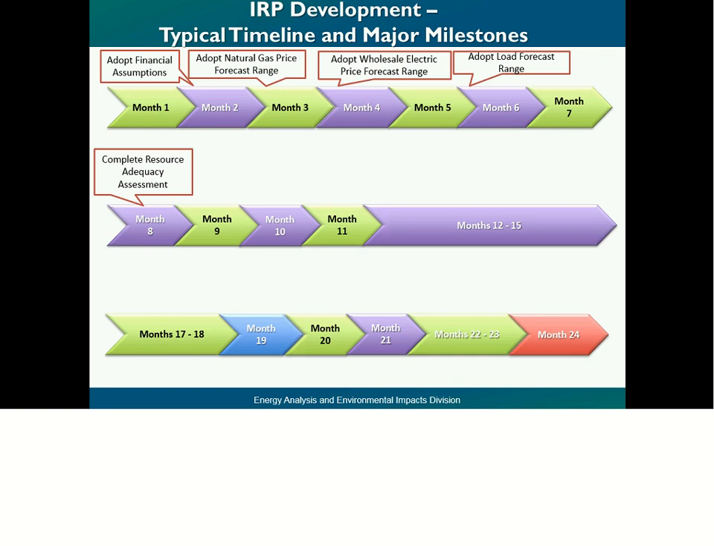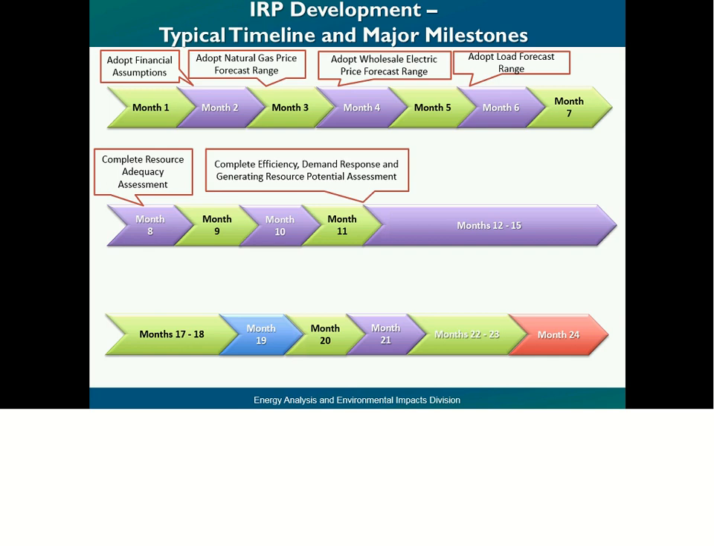You complete a resource adequacy assessment. My load resource balance needs to be done fairly early on. Where are my needs? Capacity, energy, ancillary services. That sets the stage. I've got my load forecast, I've got my load resource balance, and I've got the inputs to futures like fuel price and market price, major inputs.